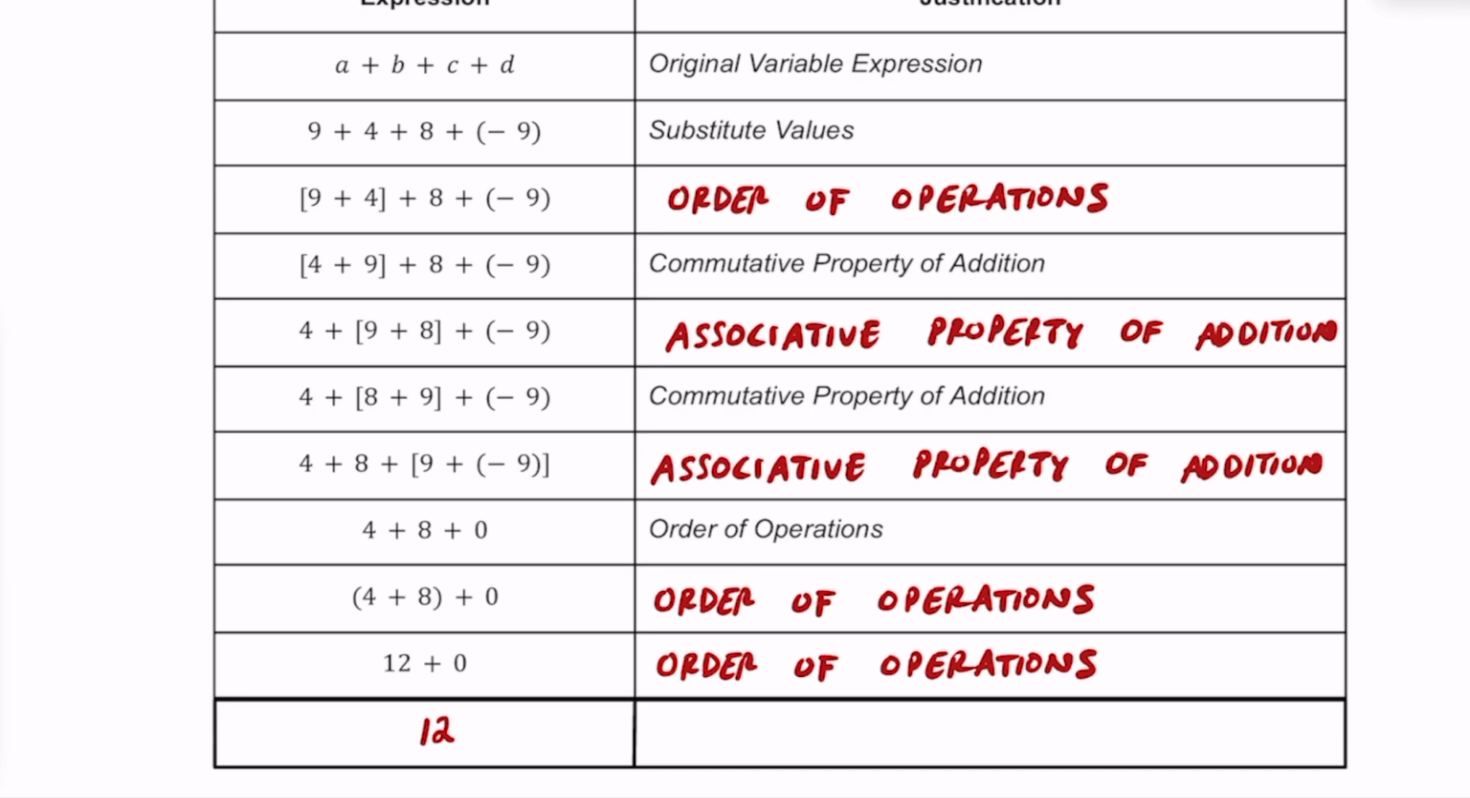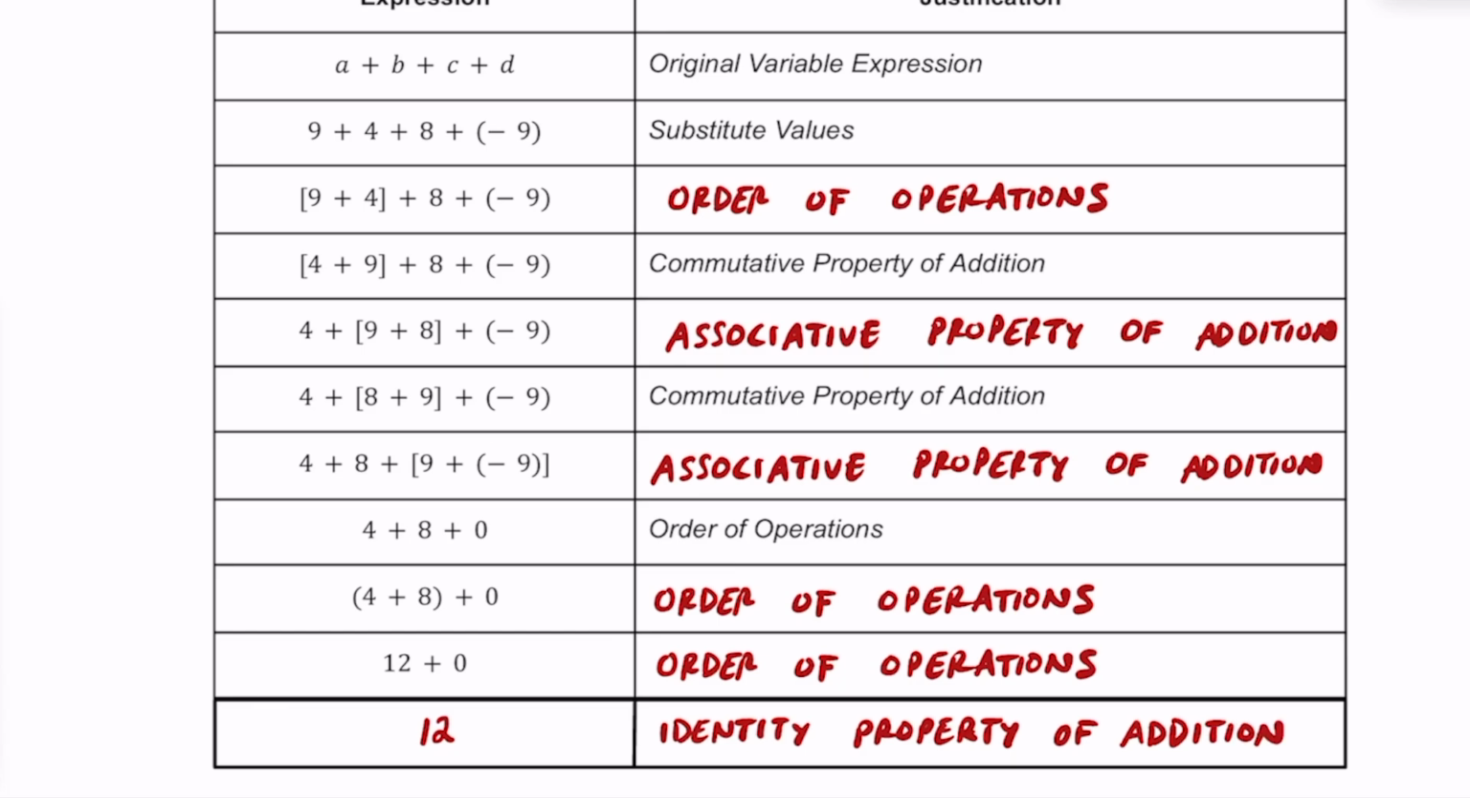So what's the justification for this? Of course, you could just say order of operations because we're just solving here. However, we can be more specific and use one of our properties, which is kind of the goal here, to use as many properties as we can if we can identify them. And so this one is going to be the identity property. There are two identity properties, addition and multiplication. But in this case, we're going to say addition because we're adding, right? So if you add 0, it stays the same. That's the identity property of addition.